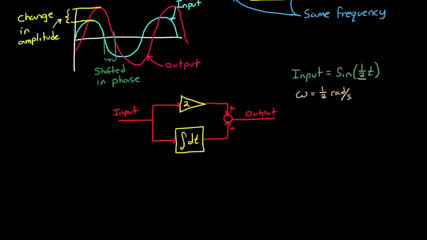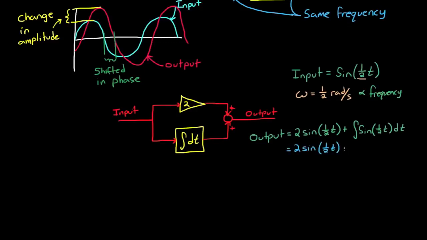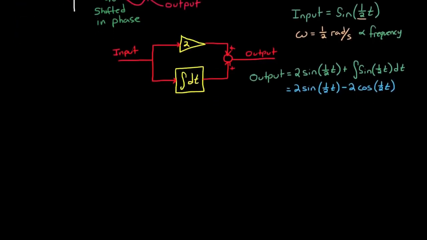I'd like to make a quick note about frequency. I'm going to refer to frequency in units of radians per second, but this is proportional to hertz. So you can use either in this example. Alright, back to solving this mathematically. The output would then be the upper path, which is a gain of 2 times the input, plus the integral of the input with respect to time. We can simplify this further by just taking the integral in the second half of the equation.